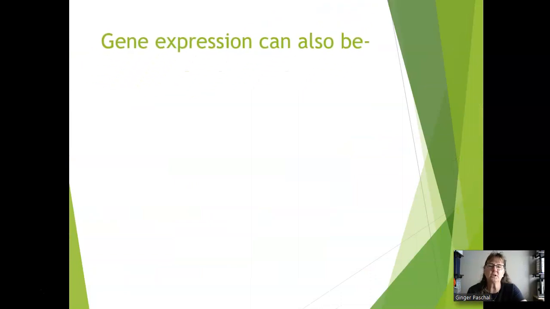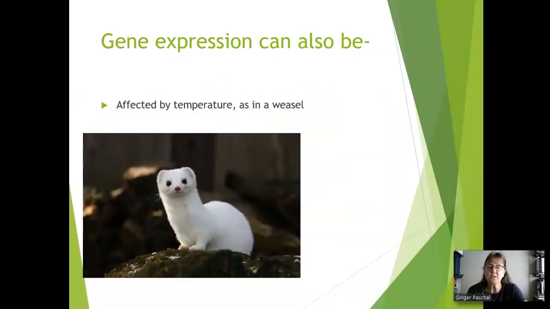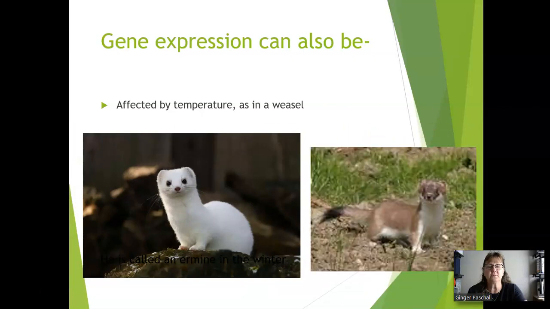So gene expression can also be affected by temperature, like for example, a weasel. So when you take a look at this weasel, it lives in very cold climates, whereas this weasel does not. And you can see the difference in the coat color. Both of these weasels have the same genetic information within each of them, but one expresses one coat color while another expresses another coat color.